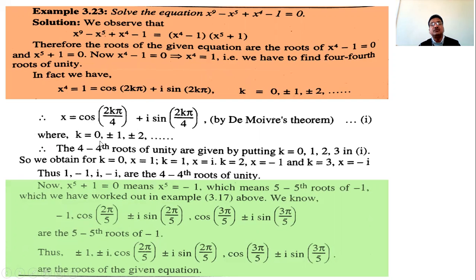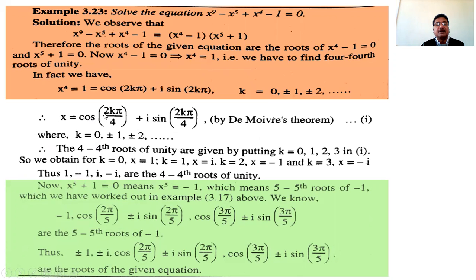We get the 4 fourth roots of 1. That is, we get the 4 values of this equation, the 4 roots of the equation x raised to 4 minus 1 is equal to 0. That is, put k equal to 0, 1, 2, 3. In this, we get these answers: 1, minus 1, i, minus i.